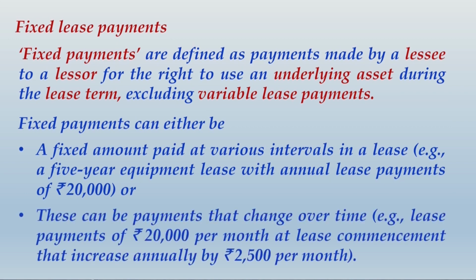Alternatively, these can be payments that change over time. So payments changing over time can also be considered as fixed lease payments. For example, lease payments of rupees 20,000 per month at lease commencement that increase annually by rupees 2,500 per month. So friends, we have already discussed these points, just need to write it down. So quickly note it down and then we shall move ahead.